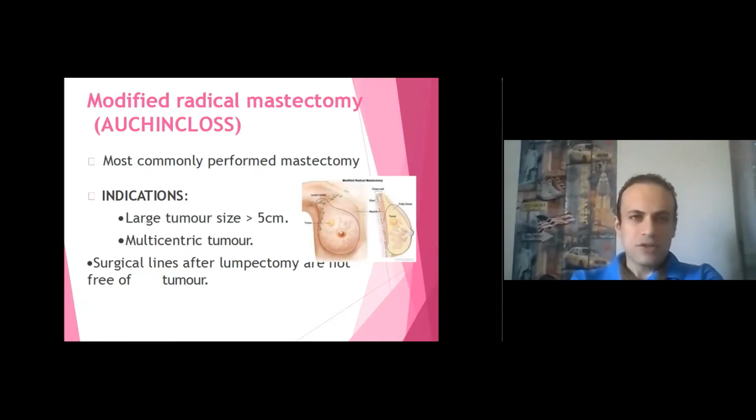Also, another indication for removal of the whole breast is when we find a multicentric tumor. It means that it is not only one tumor, but we find several tumors through the mammary gland. And it means that breast conservative surgery, or removing only the tumor, is not sufficient to get the safety margin. Then we remove the whole breast.